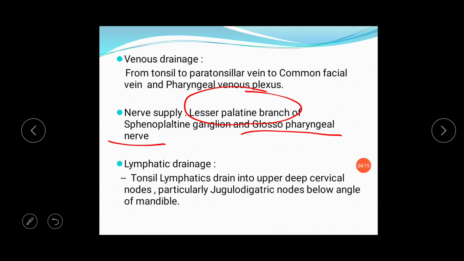Lymphatic drainage. Tonsil lymphatics drain into the upper deep cervical nodes, particularly the jugulodigastric node just below the angle of the mandible, or level 1B lymph node. So whenever a patient has a tonsil infection or acute or chronic tonsillitis, that patient can develop an enlarged lymph node just below the angle of the mandible.